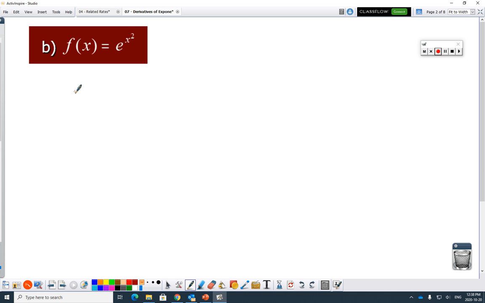F at x equals e to the x squared. F prime at x. Okay, the derivative of e to the x is e to the x. So the derivative of e to the x squared is e to the x squared. Yeah, absolutely. One more little thing, though. Chain rule. And chain rule for e to the x means derivative of the inside. The inside is the exponent. That's where we find the inside of exponential. So it's e to the x squared times the derivative of the exponent in this case, which is 2x.